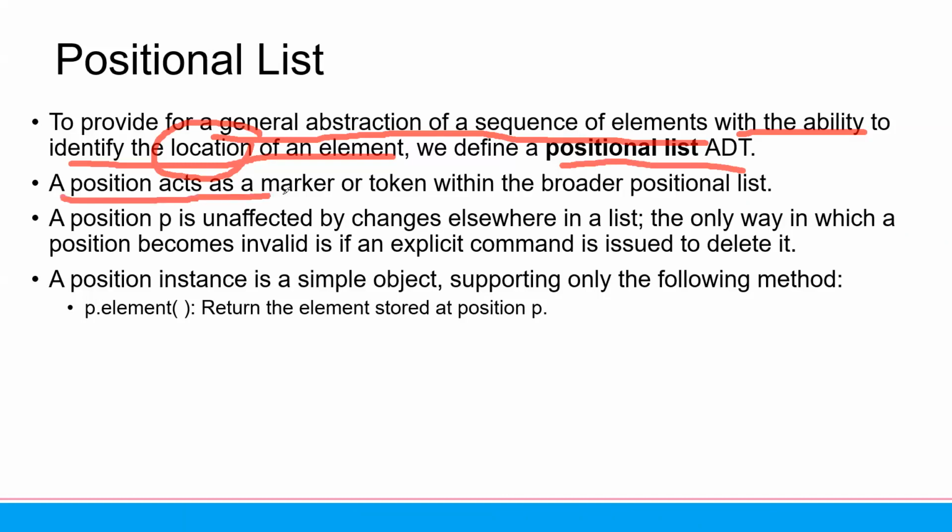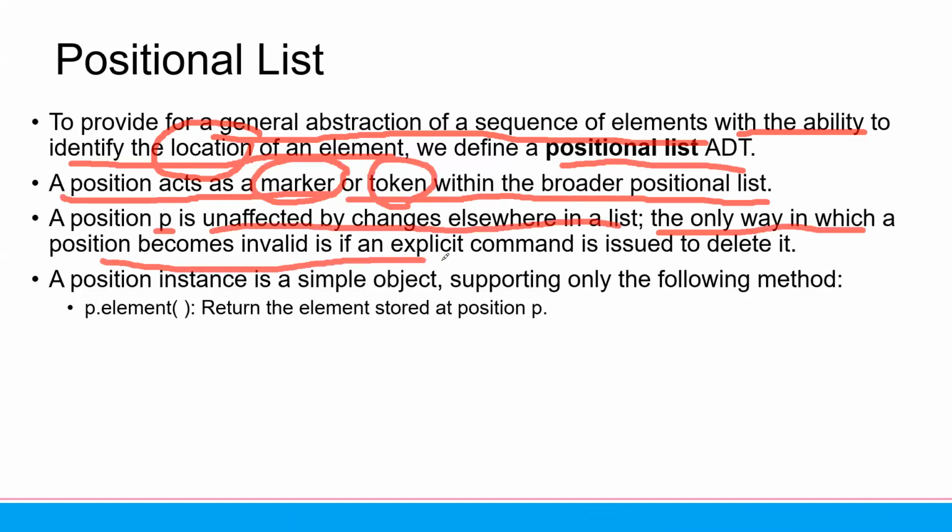A position acts as a marker or token within the broader positional list. So marker or token, it is like a kind of index. A position P is unaffected by changes elsewhere in a list. The only way in which a position becomes invalid is if an explicit command is issued to delete it.